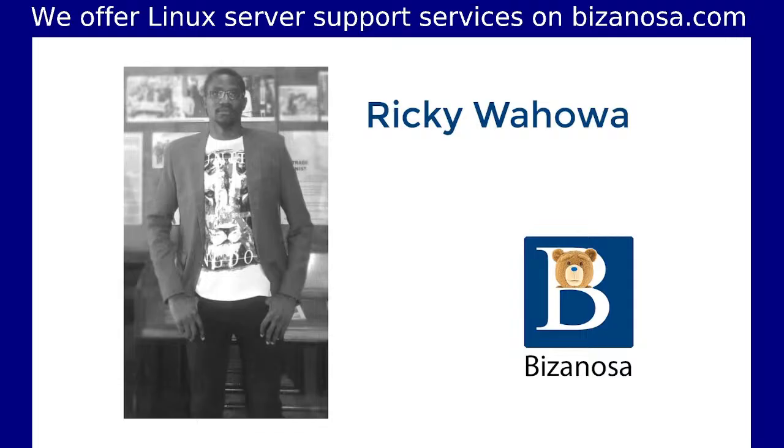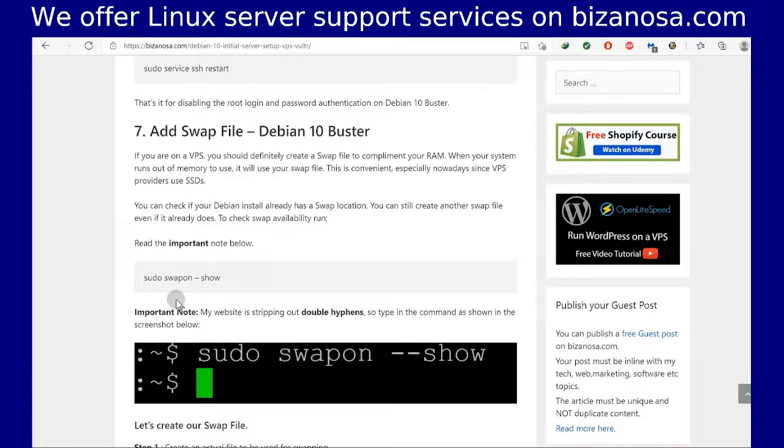Okay, so let's add a swap file, and then we're going to install VirtualMin after that. So let's just check if we do have one. Now please note that there's something wrong with my site, and when I add 2 hyphens, it does that. This is how it's supposed to be, like in this screenshot. So make sure that you note that any place where there are 2 hyphens, you will get something like that.